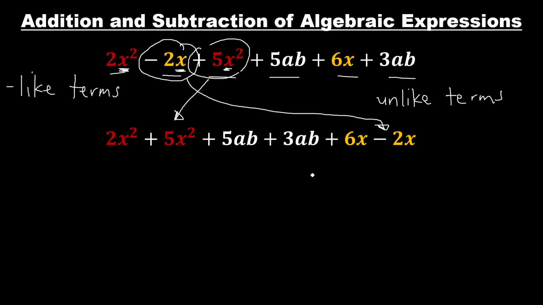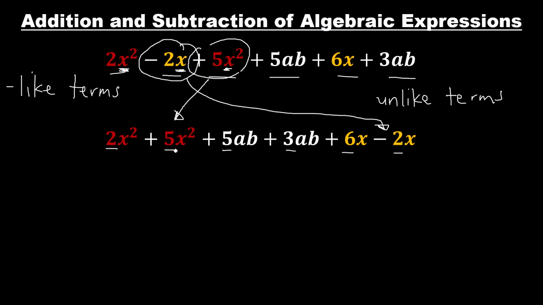So I have grouped them. Now after you are done grouping like terms, what you have to do is to just add the coefficients. So for this x squared, the coefficient is 2, and this one, the coefficient is 5. For this, the coefficient is 5, and this is 3. This is 6, and this is 2. So you either add or subtract the coefficient.